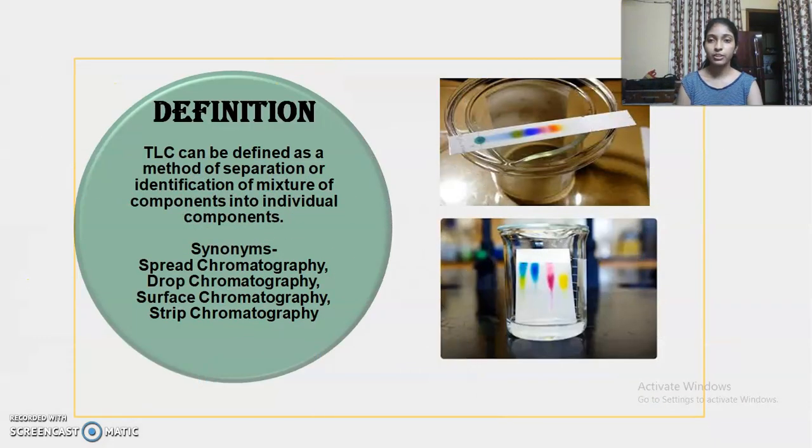So if we talk about the definition of TLC, it can be defined as a method of separation or identification of mixture of components into individual components. TLC is also known for various synonyms like spread chromatography, drop chromatography, surface chromatography and strip chromatography.